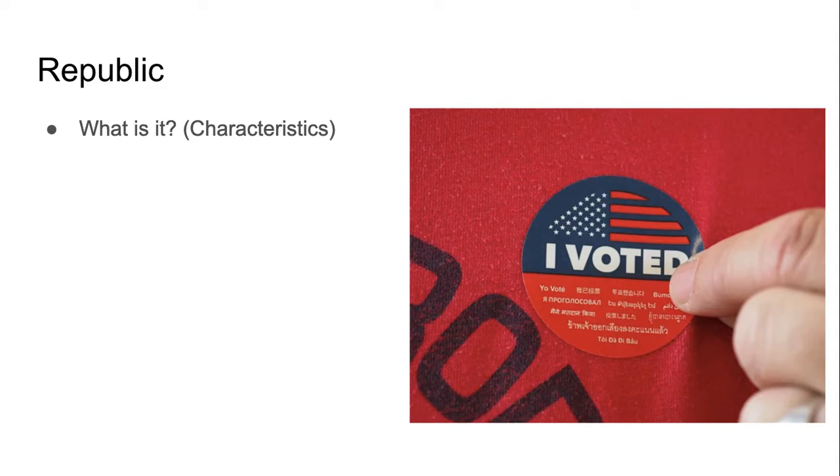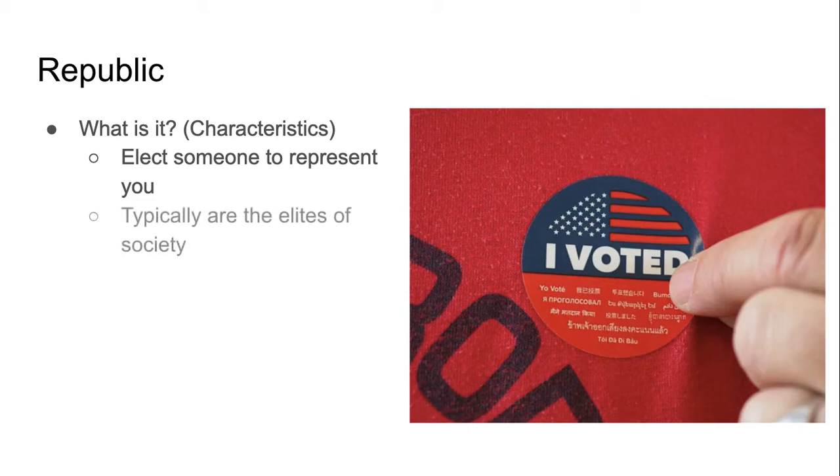So, what does it look like to have a republic? Well, you elect someone to represent you. For the most part, average citizens are not taking part in the decision making process for laws. They are not creating the laws, but they've elected someone who then is going to vote for the region or those group of people. Typically, when we see a republic established in a country, it's going to be the elites of society that have been elected into position.